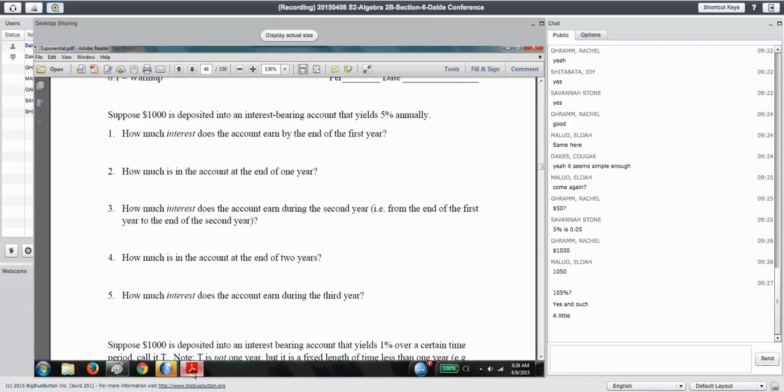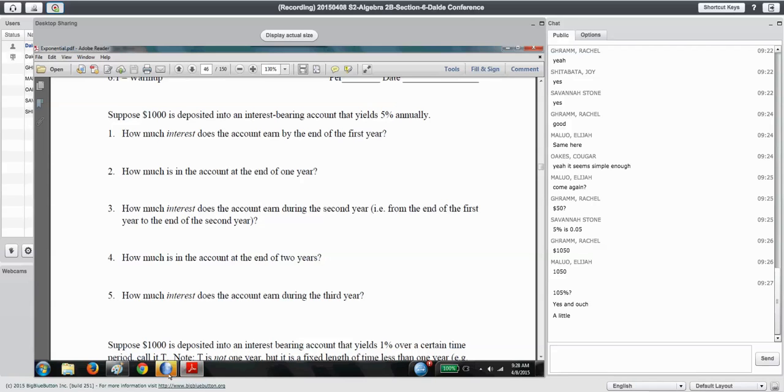So you leave it in. You don't touch the thing for 2 years. How much interest do you get? Well, that's 5% of whatever's in your account. But this time there's not $1,000 in your account. There's $1,050 in your account.